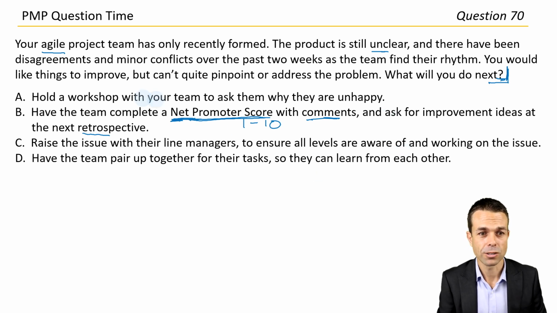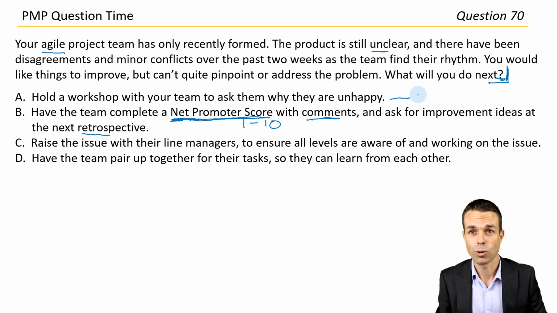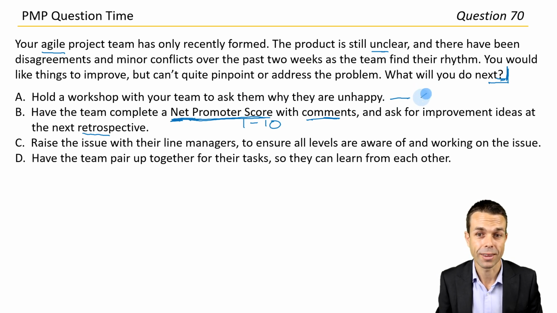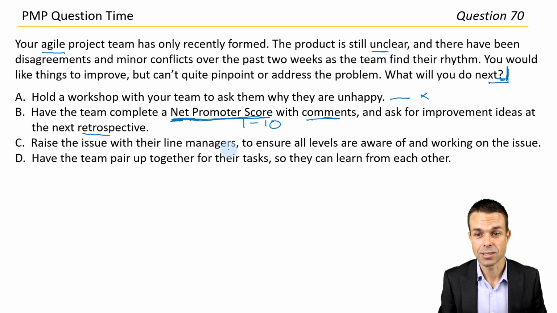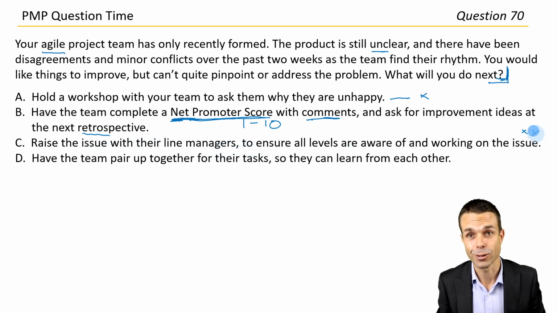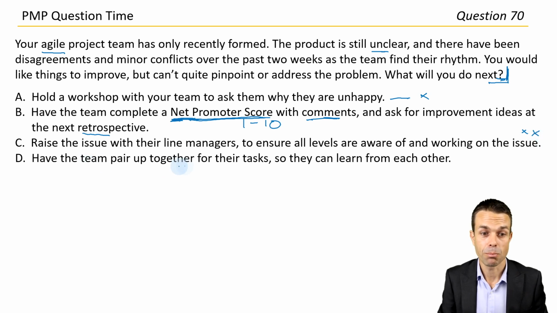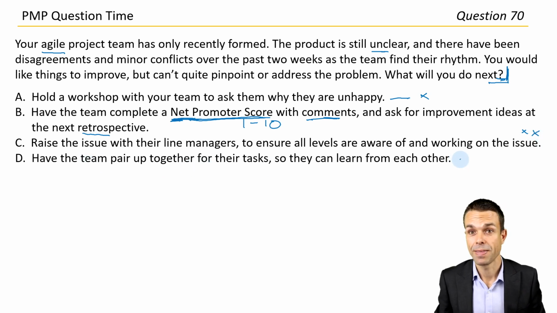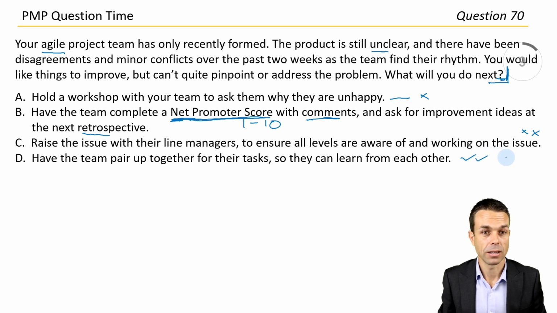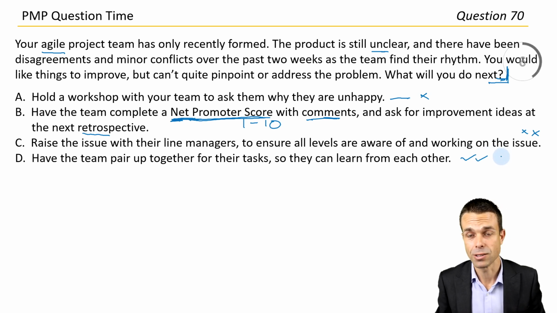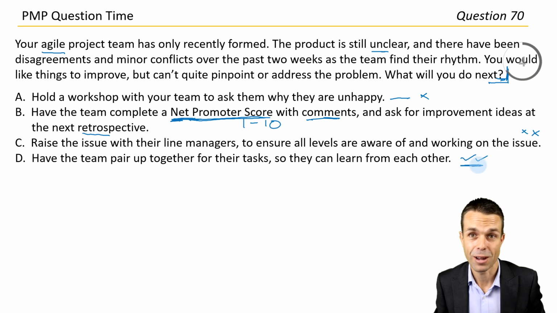I don't see it anywhere else. So hold a workshop with your team and ask them why they're unhappy. Maybe, but that could just turn into a miserable session, where people are just complaining. We're not actually improving. So pretty important there. Raise the issue with their line managers and ensure that everyone is working on the issue. We actually have to work on the issue ourselves and work with the team. Have the team pair up together so they can learn from each other. That's a great practice, but there might be other things that we need as well. That might actually come out of our retrospective as an action. So let's go with answer B.